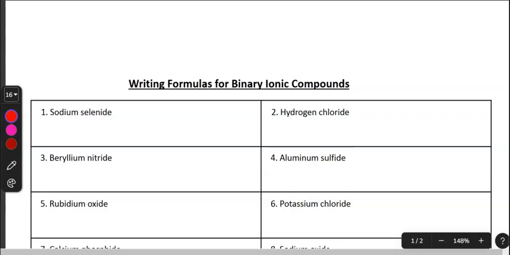So in order to write formulas, you're going to need your chem helper because you're going to need to know what the abbreviations for all of these elements are, but also you are going to have to know what the charge of the elements are as well. And those charges can be found at the top of their family. If you need to pause this in order to get your chem helper, then do it so that you know exactly what I'm talking about.